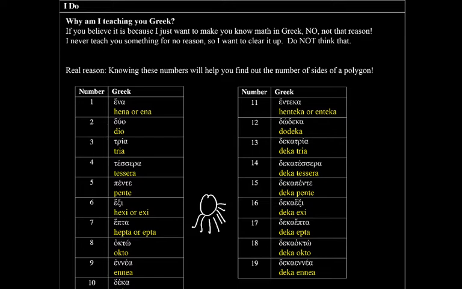All right. Enea. Enea. So say that. Enea. And then 10 is deca. Deca. So when you see a word like decimal, this is where that comes from. The dec means 10. So that's why decimal is about tens.